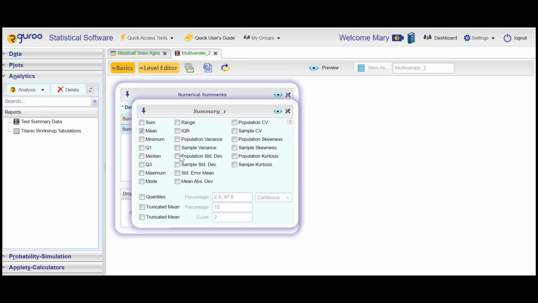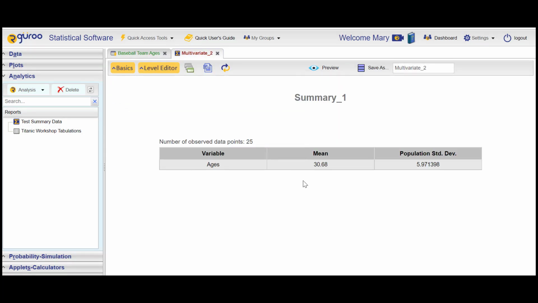And then I want the mean. Again, there's sample standard deviation and there's population standard deviation. I want population standard deviation because this is the population of all the ages of every person on the baseball team. Hit preview, and it looks like we get 30.68 and 5.971398. If you'll recall, when you round the mean, you go one place past the numbers in the data set. The numbers in the data set were whole numbers, so I need to go one place further. So this would actually be 30.7 with a population standard deviation of 5.97.